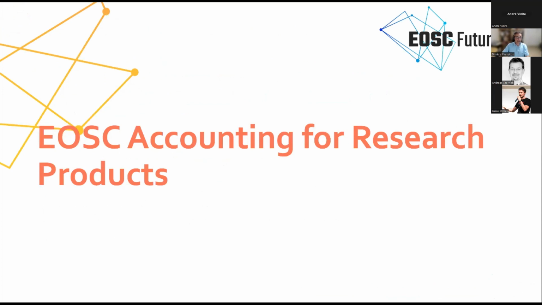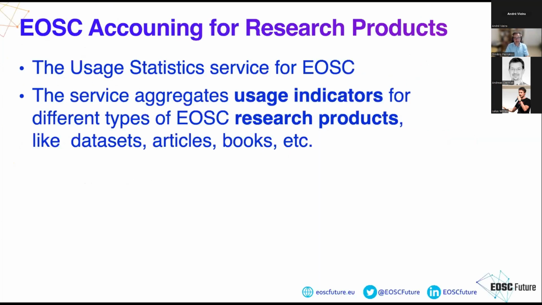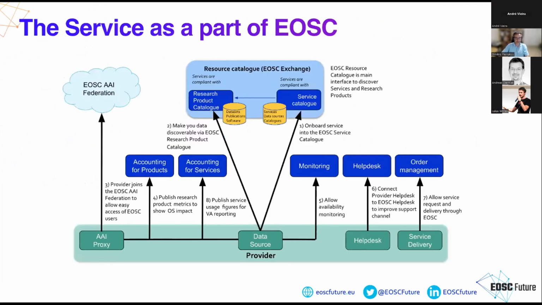So let's dig now into the EOSC Accounting for Research Products service. The EOSC Accounting for Research Products service is the actual user statistics service offered by EOSC. The service, as other user statistics services, aggregates usage indicators for different types of EOSC research products. Again, the research products could be datasets, articles, books, etc.